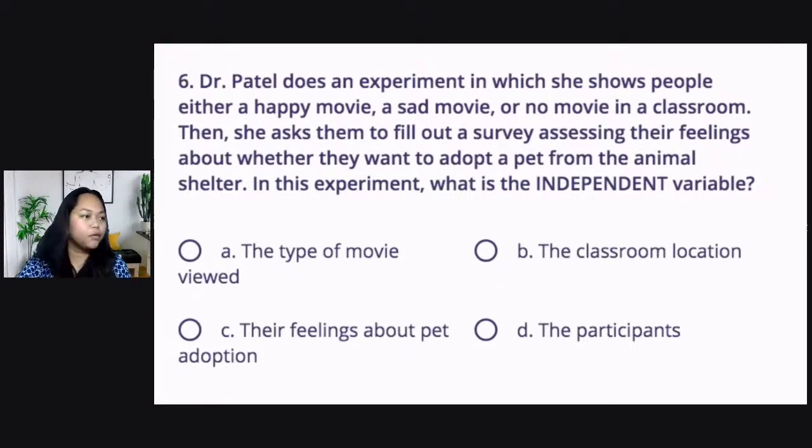The correct choice, of course, would be letter A, the type of movie viewed. Okay, so letter A po, the type of movie viewed. Yung ating hinahanap nito, hindi po classroom location, no? Hindi din po feelings about pet adoption. This is already the dependent variable at hindi din yung ating participants. Now, bakit type of movie viewed yung ating independent variable? Ano ang difference between independent and dependent variable?